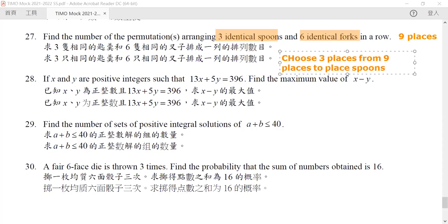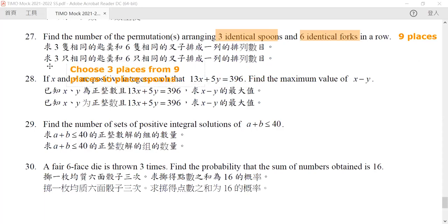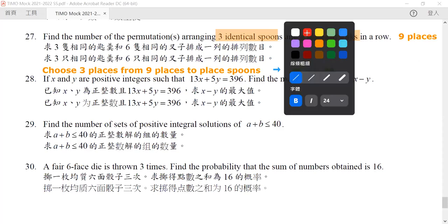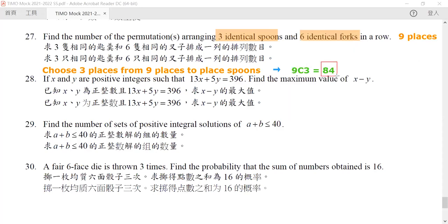But choosing 3 from 9, what does that mean? Choosing 3 from 9 is something that we are very, very familiar with. This is the definition of combination. So this will have a value equal to 9C3, and hence it will be 9 times 8 times 7 divided by 6. If we calculate them, we get our answer 84, right? 84. Okay, so this is our question number 27. It is actually very, very intuitive.